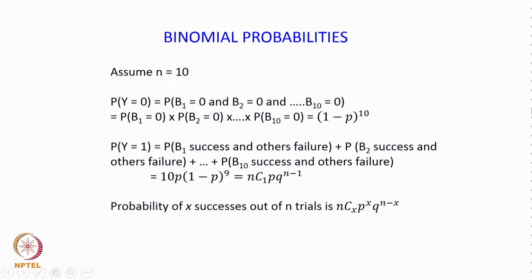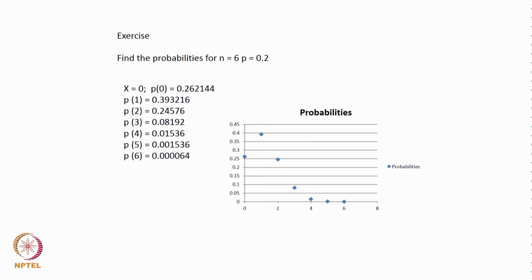For example, if we extrapolate this to y equal to 2, then one could say 1 and 2 being successful, the rest not, 1 and 3 being successful, the rest not, 1 and 4 being successful, and so on. So, finally, it boils down to choosing 2 out of 10, 10C2 ways, into p square, q to the power 8, or 1 minus p to the power 8. So, in general it is nCx p power x q to the power n minus x. Just try to find the probabilities for n equal to 6 and p equal to 2.